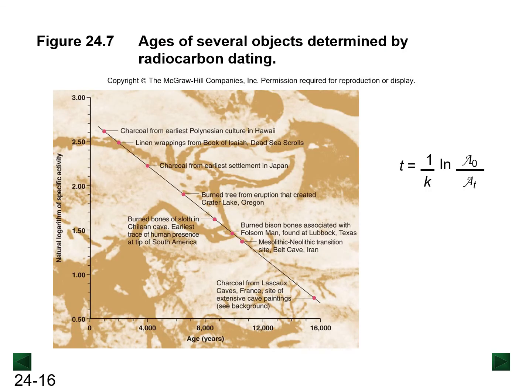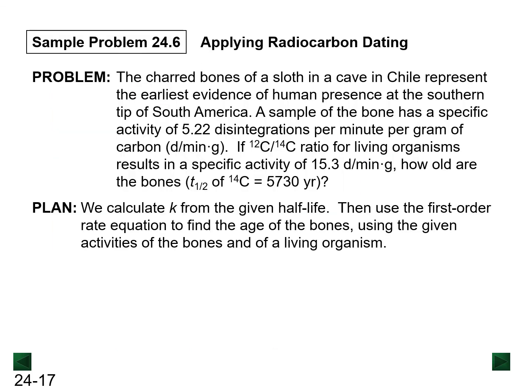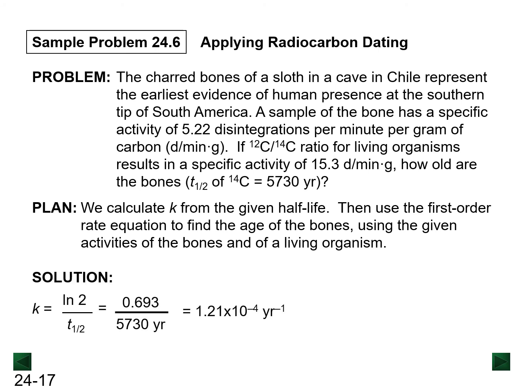Okay, a plot of specific activity versus time will give you a straight line with a slope of negative k. Then you solve for the value of t, and you will get the age of the object. Here are examples of problems that need you to estimate the age of a sample. For example, here, the information given to you is the half-life, the initial activity of the sample, and the activity at a given time.